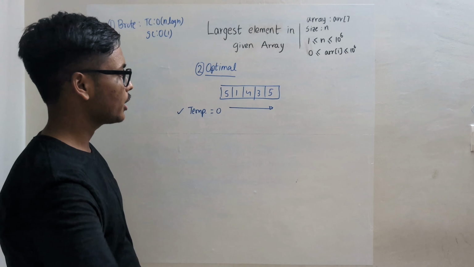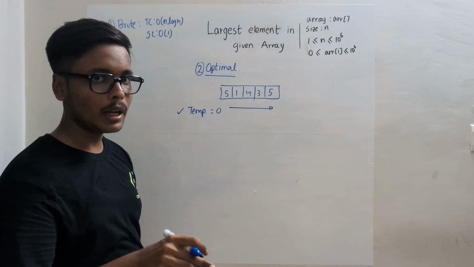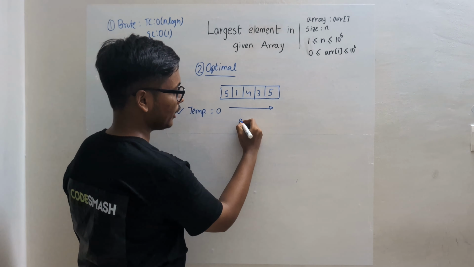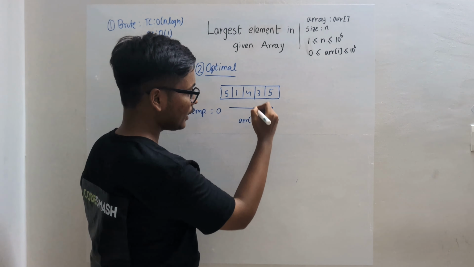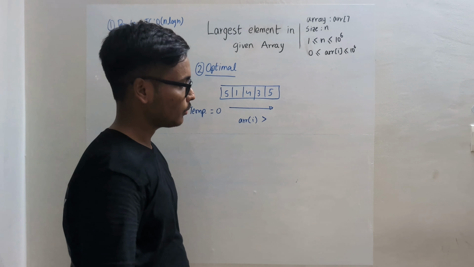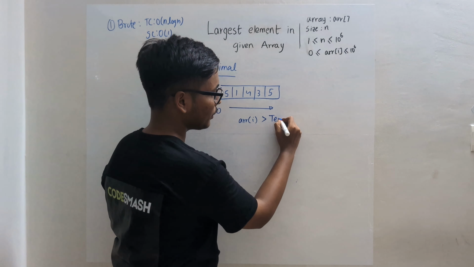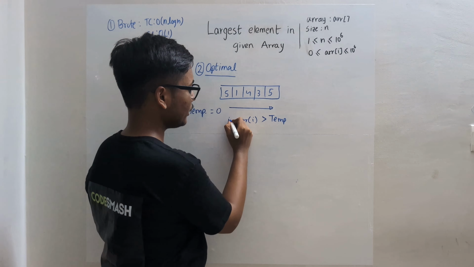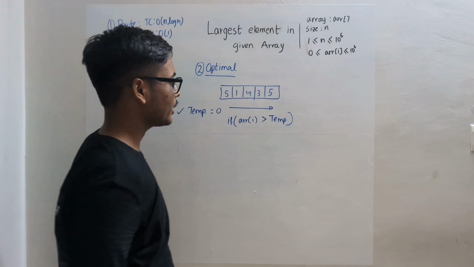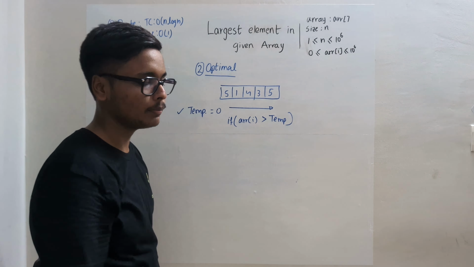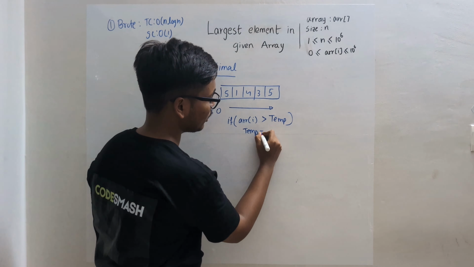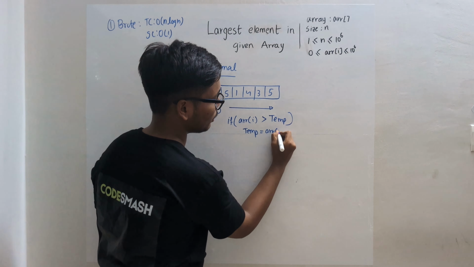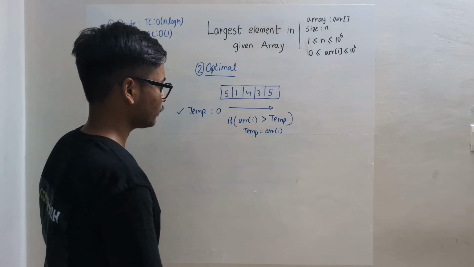We will traverse across the array, and if we find any element in the array greater than the value of temp, we will replace the value of temp with the value of the element at that index. Okay.